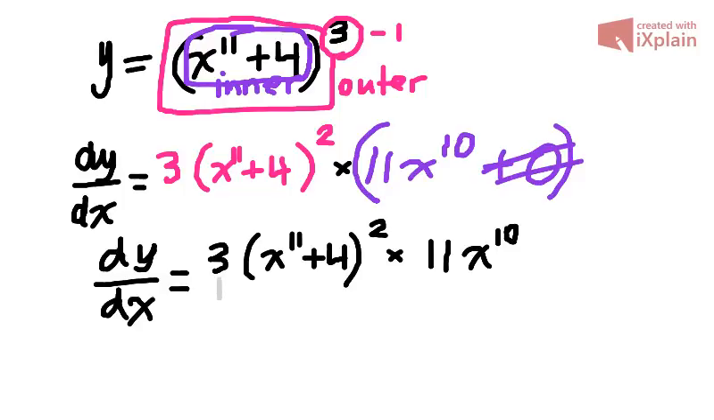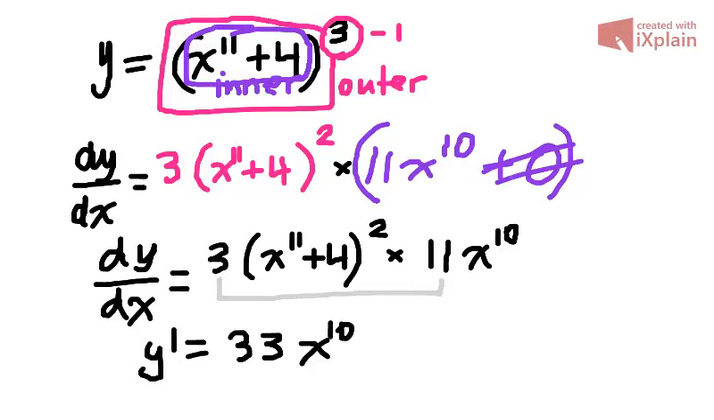This can be simplified a little bit because it's all multiplication all the way through. So 3 times 11 will be 33. Bring the x to the 10 to the front just because it is simpler than that very complex power of 2. So this is the derivative of the original function.